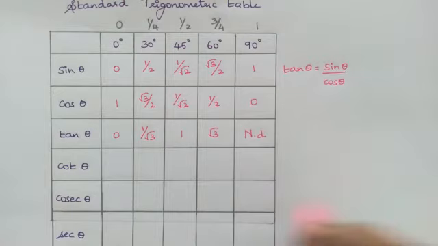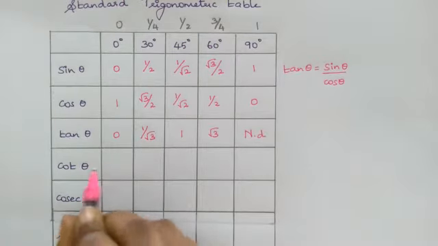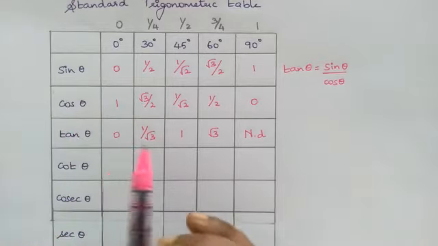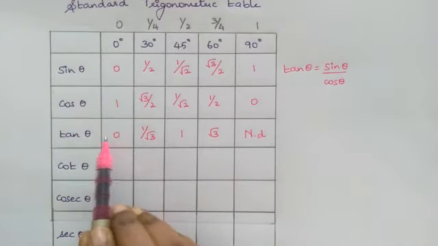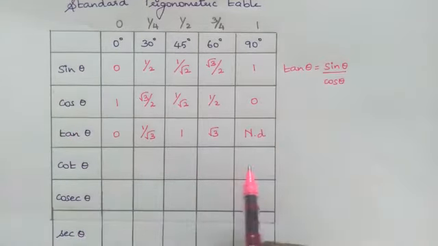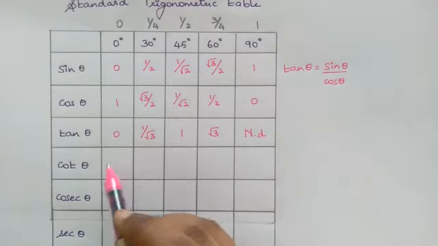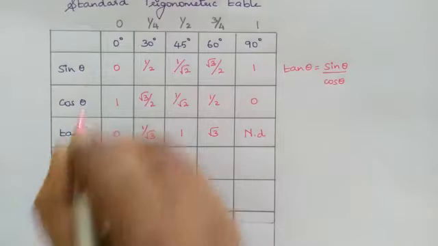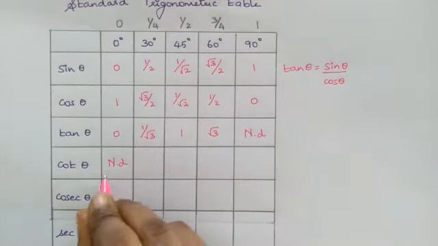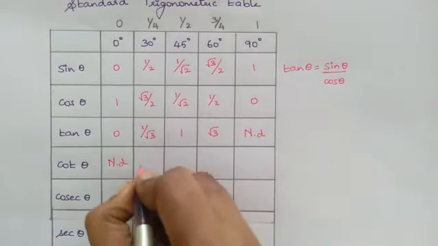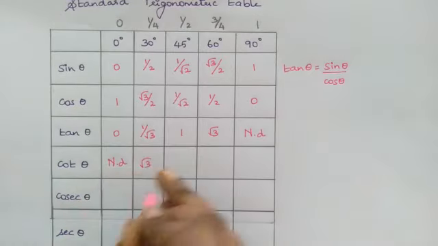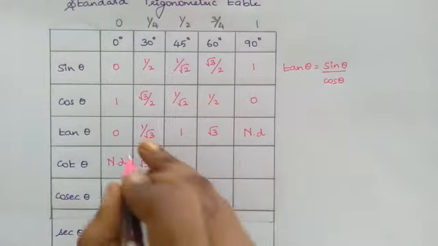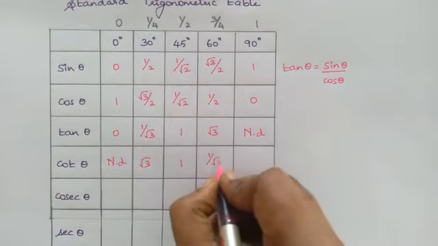That's it. Next, for cot values, since tan and cot are opposite functions like sine and cos, let's enter the values of tan theta in the reverse order here. That will give us the cot theta values. So first, not defined, that is cot 0 is not defined. Next, cot 30 will be root 3. Cot 45 will be 1. Cot 60 degree will be 1 by root 3.